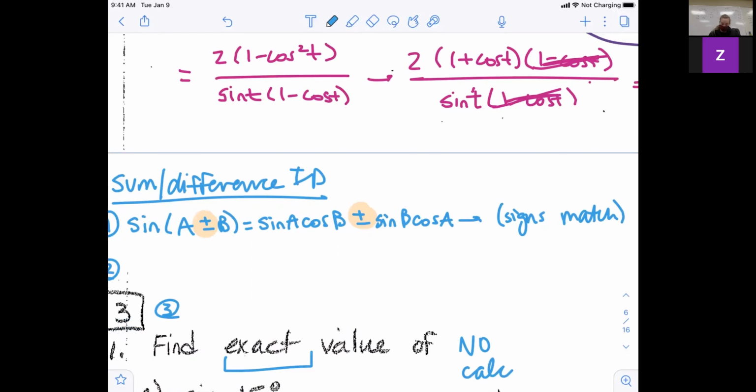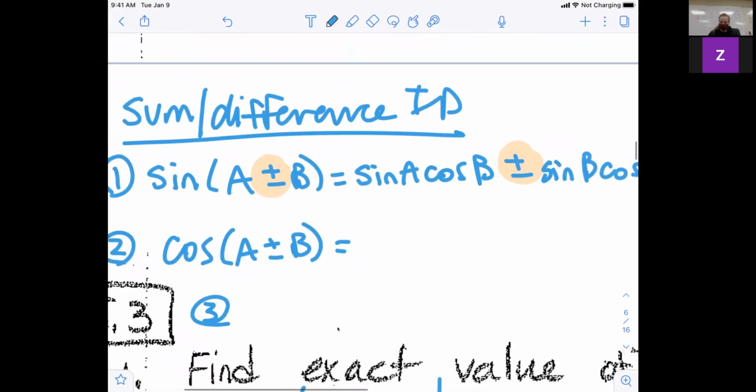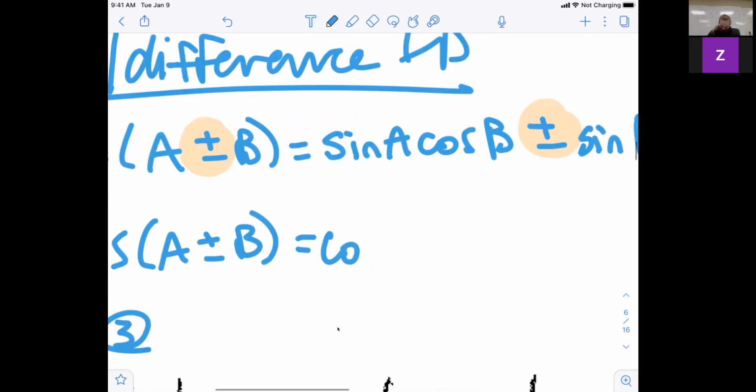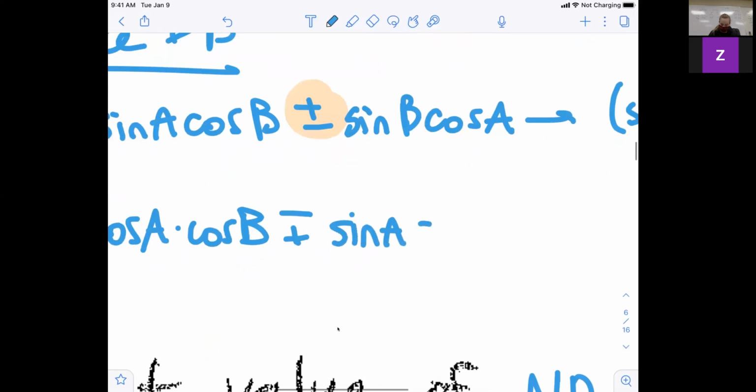The next one is cosine. We're going to do plus or minus for cosine. So I can add or subtract two angles to find a new angle. If you notice for sine, it alternated sine, cosine. This time I'm going to put both the cosines together and both the sines together. So I'm going to do cosine of A times cosine of B, and instead of writing plus or minus, I'm going to write minus plus. And then sine A, sine B.